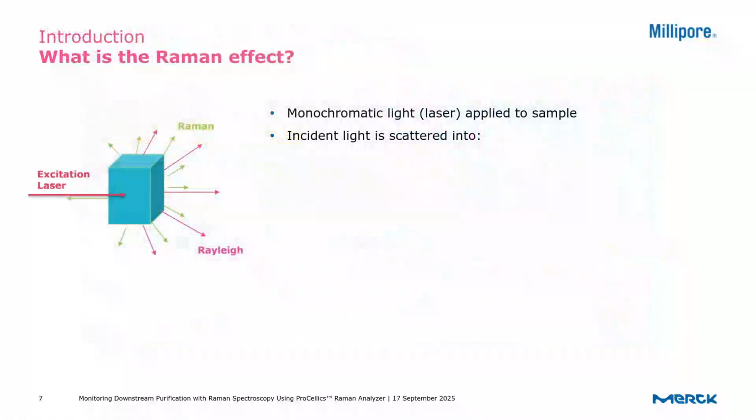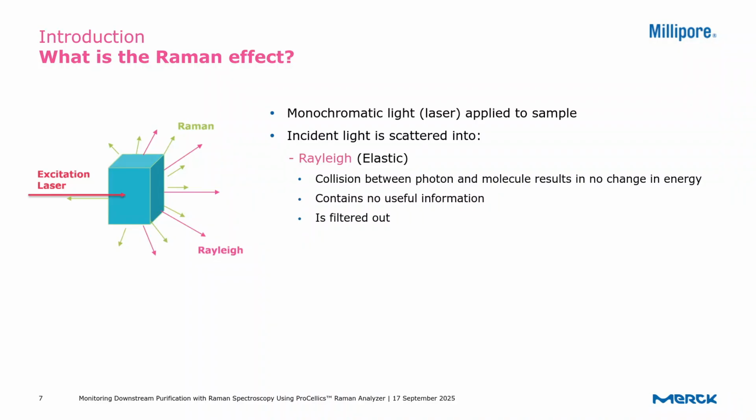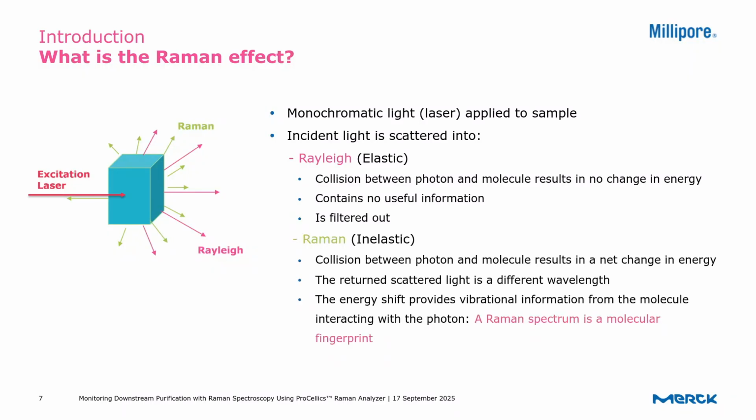When we look at Raman spectroscopy at a high level, a laser is being emitted and applied to a sample, which creates a few different types of collisions. There's a Rayleigh collision, which results in no net change of energy, so it does not contain significant useful information. When we're looking at the Raman shift, we are filtering out those Rayleigh elastic collisions and focusing instead on the inelastic collisions, because those energy shifts from the vibrational effects of the molecule create a specific molecular fingerprint for each component in solution.